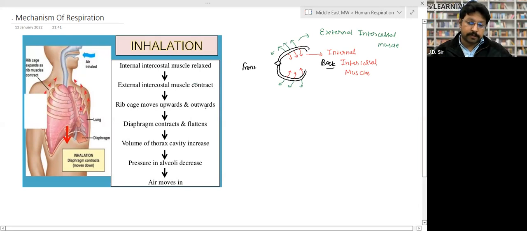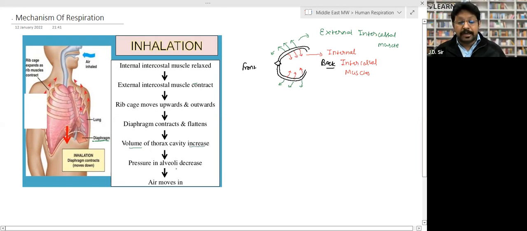Upward and outward. Again, we have already discussed that there is a curtain-like structure called the diaphragm. What happens during breathing in? The diaphragm goes down. So when the diaphragm goes down and the ribs come outward and upward, the volume of the thoracic cavity, meaning the volume of the lungs, will increase.